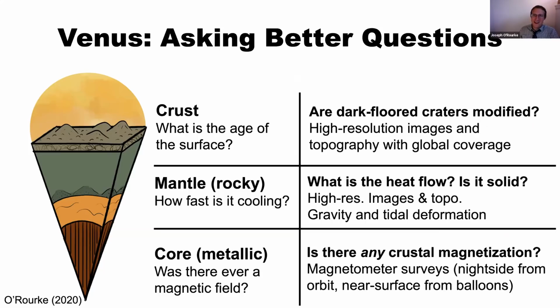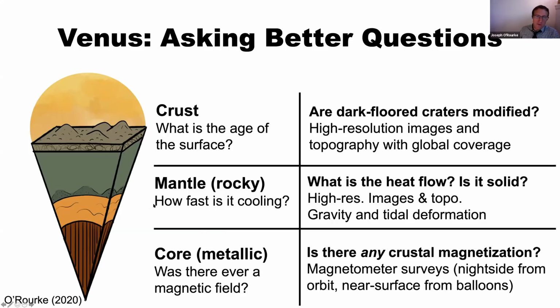So we can't answer the basic questions, but we can ask better questions after doing a lot of work. And these better questions tell us what data we need to collect in order to solve these mysteries of Venus. So if we want to find out the age of the surface, we need to know if these impact craters with radar dark floors are volcanically modified. And that means we need high resolution images and topography with global coverage, so we can look at all 1,000 of these impact craters.